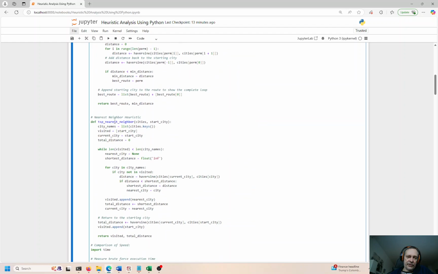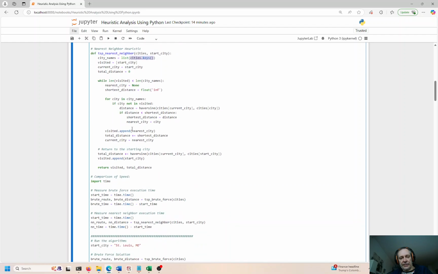And the alternative is to use a nearest neighbor approach. We have the starting city right here, all the cities in the list. Again, we go through all the key value pairs in that dictionary, and we come up with a solution.